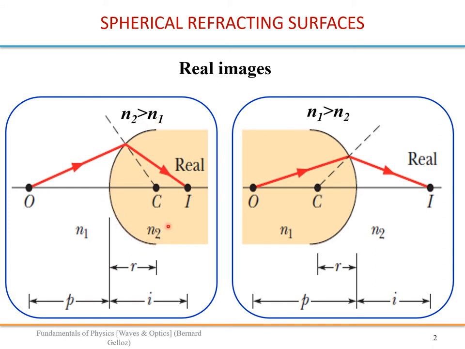As for other systems, we can define P, the position of your object to the surface, the position of the image, and R, because this is a spherical surface, we can define the radius of curvature with point C. So we could have N2 greater than N1, so this could be air and this could be some glass, for example.